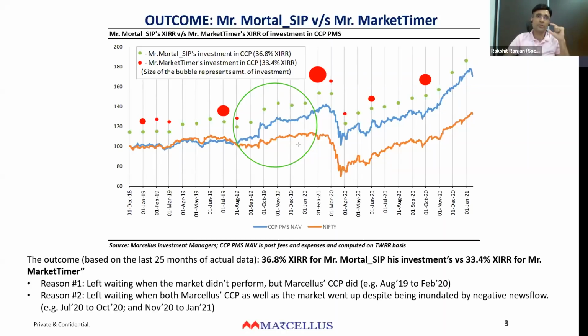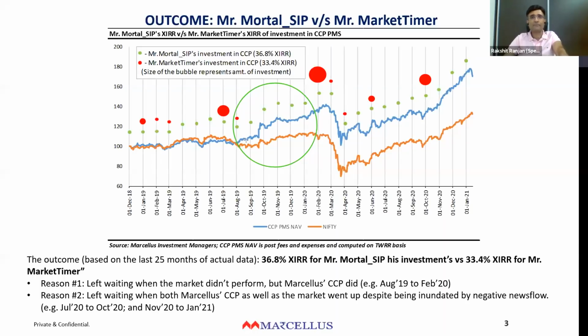So you miss out on the opportunity to ride on a stronger NAV curve, despite the fact that you actually got the market call broadly right. Market didn't go much anywhere. You waited for a crash before you deployed, right? So that's one reason why the XIRR reflects the drag, right? Where Mr. Market Timer is left waiting when Marcellus CCP performs, but the market doesn't perform, right?